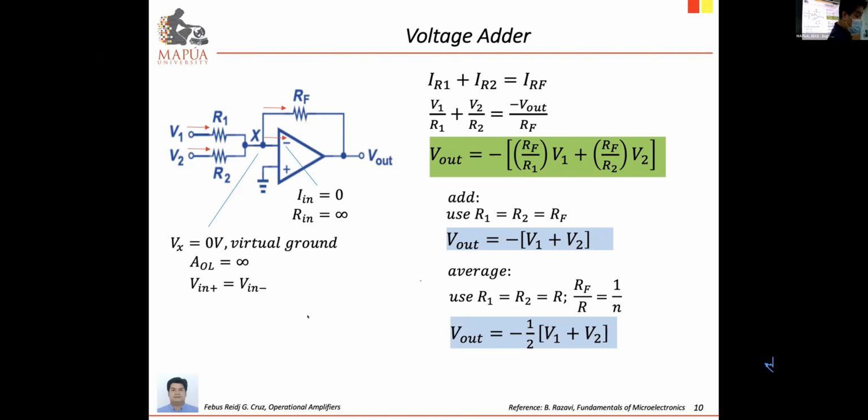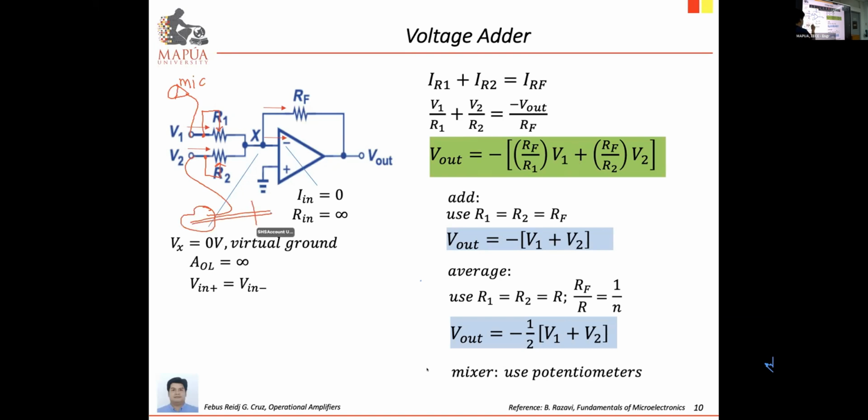And another application, we can also use the voltage adder as a mixer. So instead of using a fixed value resistor, you can use a potentiometer for R2 as well as for R1, so that you can change R1 and R2. So for example, in V1, you can connect a microphone, and on the other input, you can have your accompaniment, let's say a guitar.